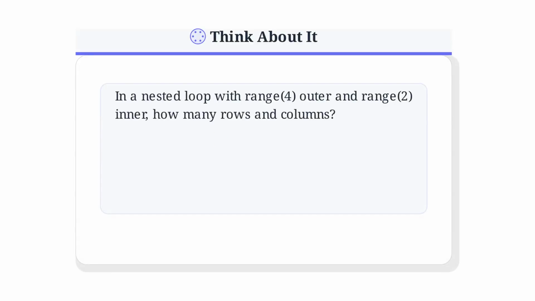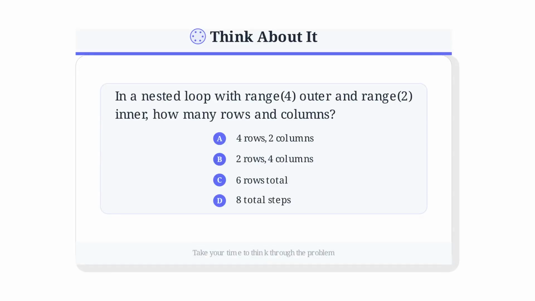Quick thinking challenge. If we have range 4 for the outer loop and range 2 for the inner loop, how many rows and columns do we get? Think about our grid rule.